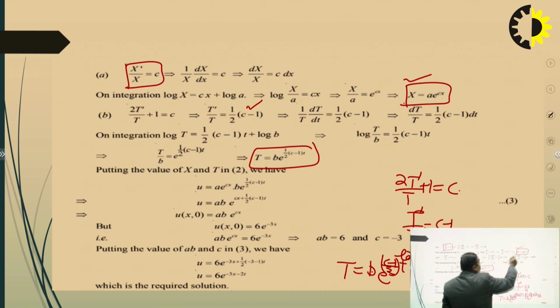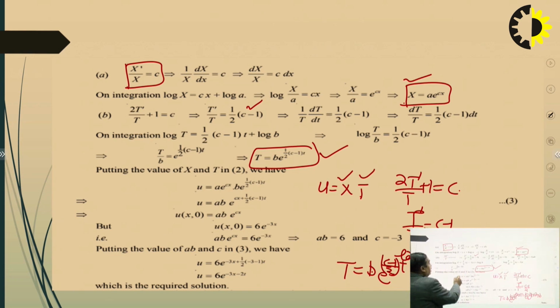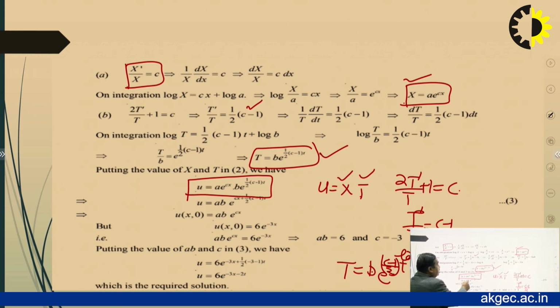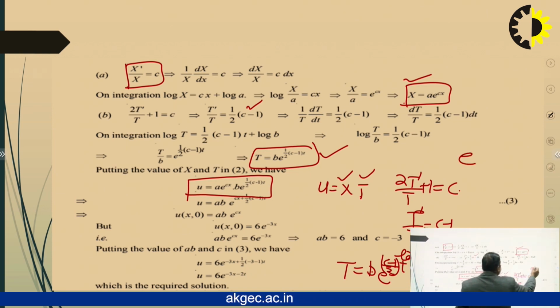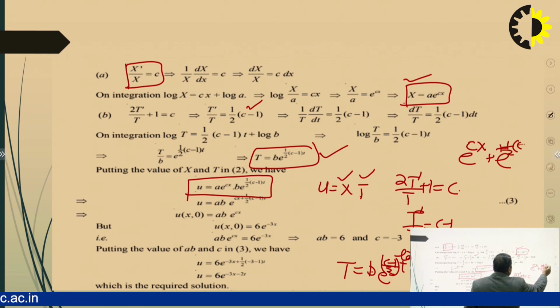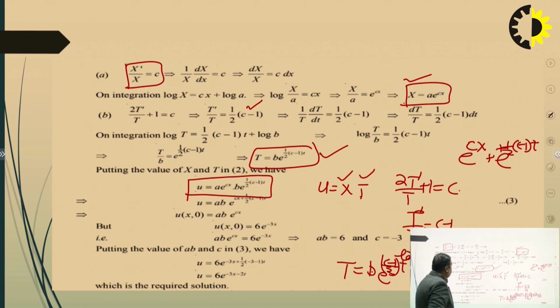X has been calculated, T is also calculated. Now the solution is u equals X into T. Putting the values of X and T, the solution becomes u equals a e to the power cx times b e to the power 1 by 2 (c minus 1) into t. Now a and b are both constants, so u equals ab e to the power cx plus 1 by 2 (c minus 1) t. That is calculated.